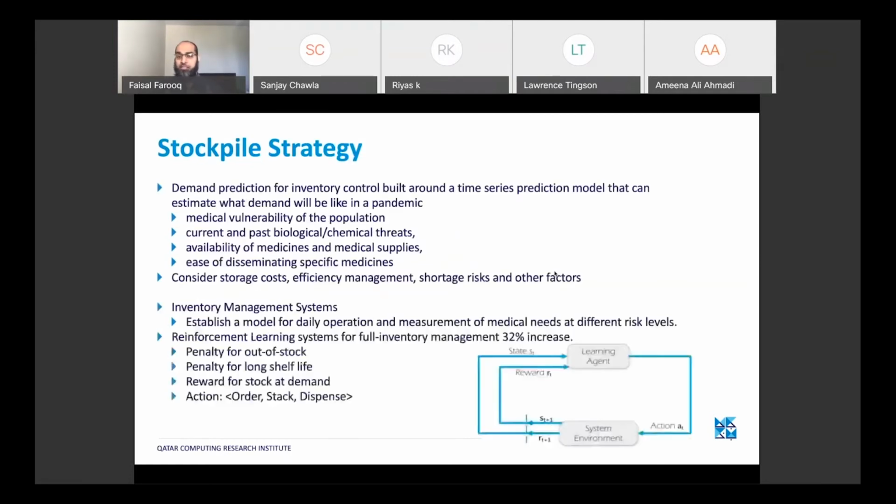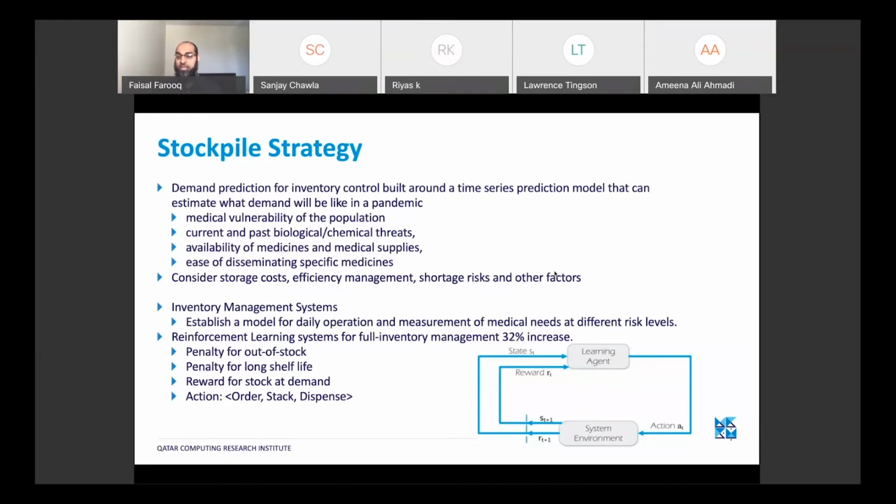These are areas where artificial intelligence has helped or will help. For example, the stockpiling strategy, meaning what to stockpile and how much to stockpile. This is all data driven, and artificial intelligence and machine learning algorithms are being used in all of this. How do we create our inventory based on a prediction of the demand? The parameters that would go in would be the medical vulnerability of the population, how threats occurred in the past, what the need was in the past, how we would respond to them in the future, which medicines are readily available, what medical supplies we will need, what we will be short of, and so on and so forth.